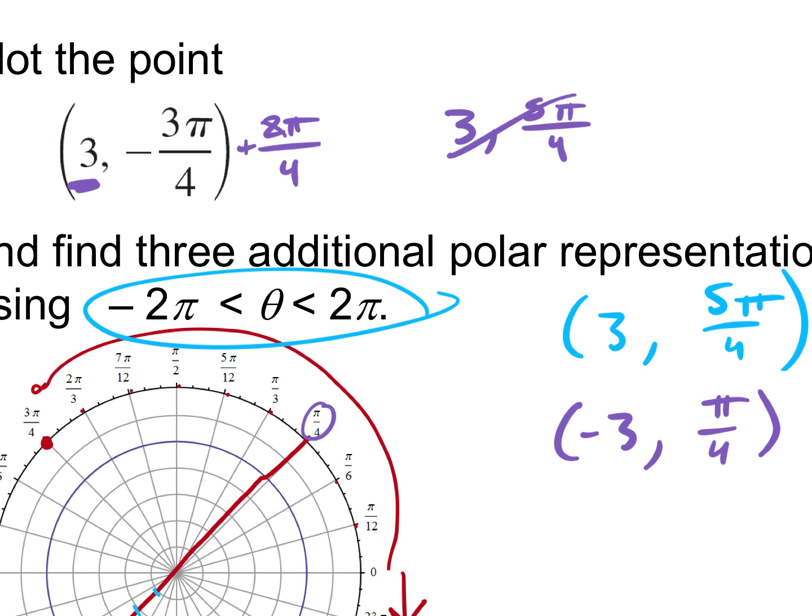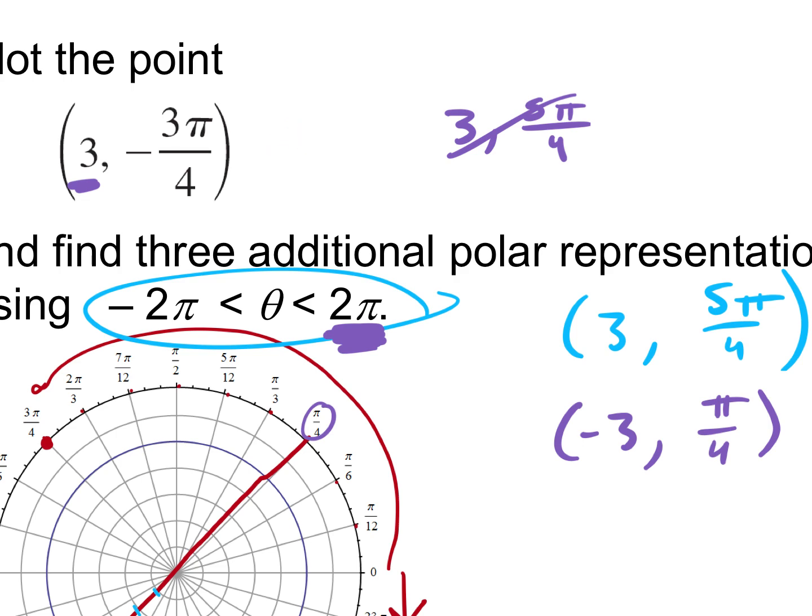Can I add another 2 pi to it? So let's say if I added 4 pi instead. If we keep 3 the same and add 4 pi. Could I do this? Why not? Because it's going to be outside of our restriction. If we add more than 2 pi, we're going to be too much, too many.